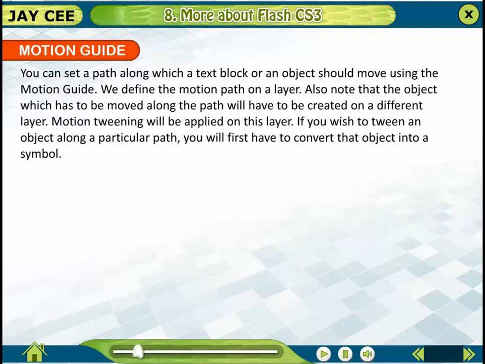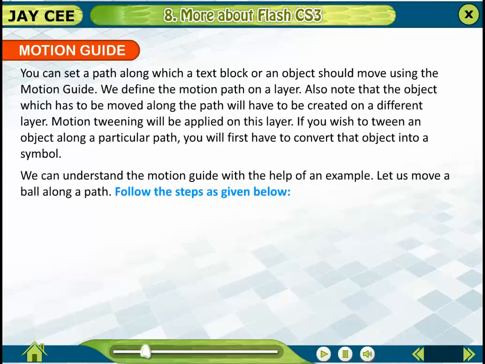If you wish to tween an object along a particular path, you will first have to convert that object into a symbol. We can understand the motion guide with the help of an example. Let us move a ball along a path. Follow the steps as given below.